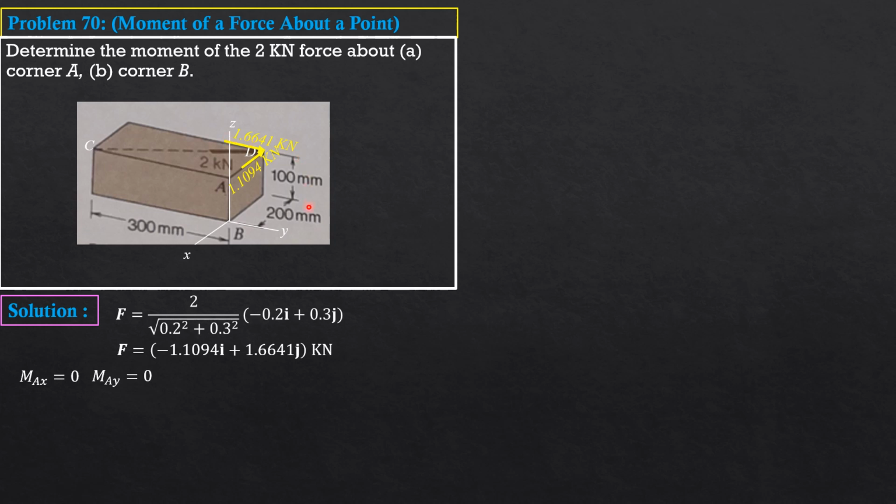This one is negative because if you apply the right thumb rule, the positive moment about AZ is in that direction. If you use the right thumb rule in that direction, this is opposite. So negative 1.6641 times the moment arm, which is this 0.2. So MAZ is negative 1.6641 times 0.2. So moment about A is, AZ, negative 0.3328 kilonewton meter. So in vector form, moment A is negative 0.3328 K kilonewton meter. So that's the moment about A.